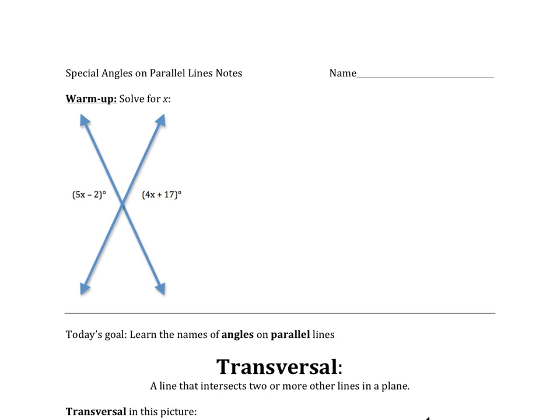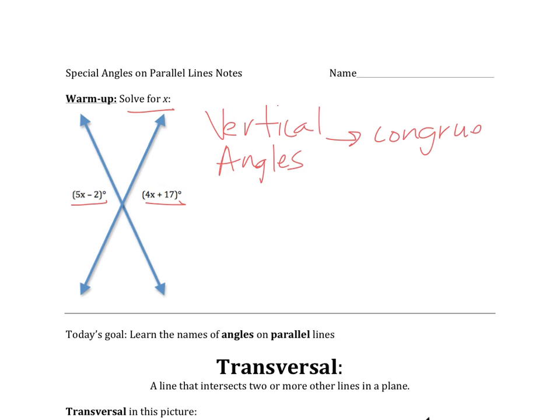Alright, so today we're just going to do a quick warm-up here. It says solve for x, and we have two things that have x in it, but the thing we need to realize is what kind of angles they are, and they're across from each other in an x, so they are vertical angles. And we know something about vertical angles. They are congruent, which just means they're equal or the same.